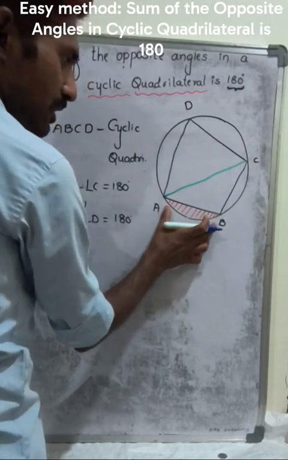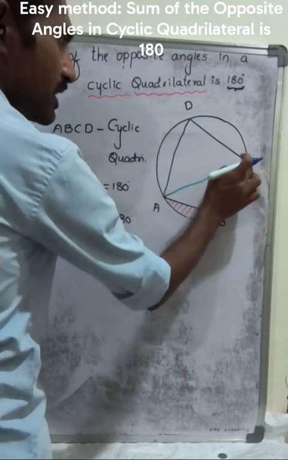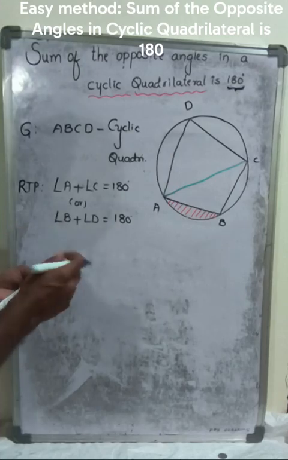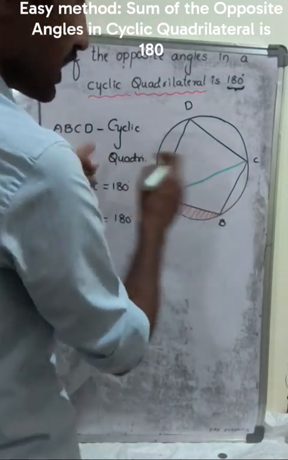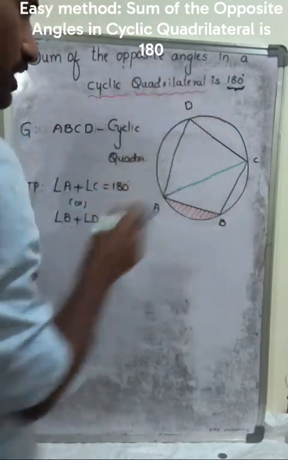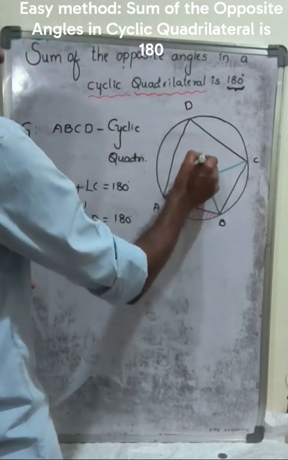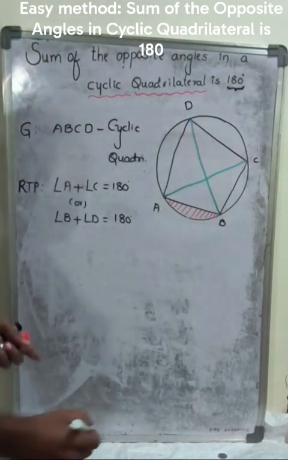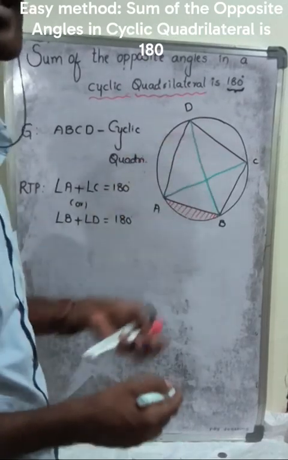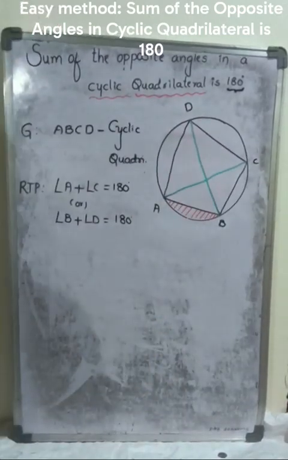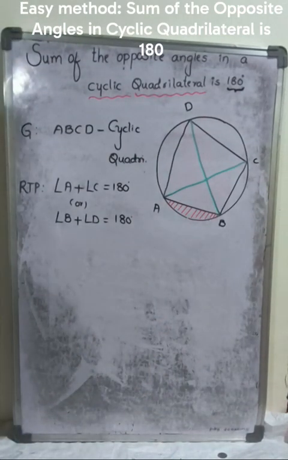Because AB is a segment whose ends are making the angle at C. And what is the other view? I mean, what is the other chance that AB can make on ABCD? AB can also make an angle at D, and the angles in the same segment are equal. Okay, the angles in the same segment are equal. What do you mean by that?